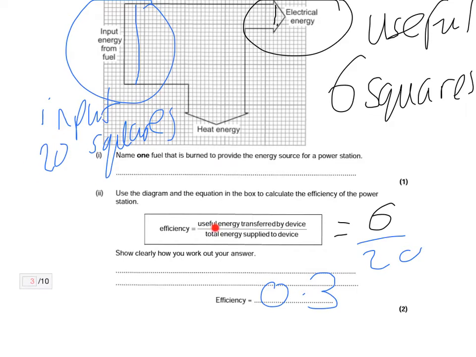So using this equation, useful energy transferred by the device is 6. Total energy supplied to the device is 20. 6 divided by 20 gives you 0.3. And that will get you 2 marks. 1 mark for that bit there, 1 mark for that bit there. Now you may have used the equation for efficiency that we learnt in P1.3, which is basically times by 100. If you've done that, you'd have worked out 30%. Again, you get both marks for that. Let's move on to the next part of the question.